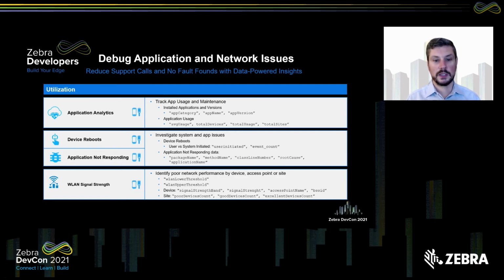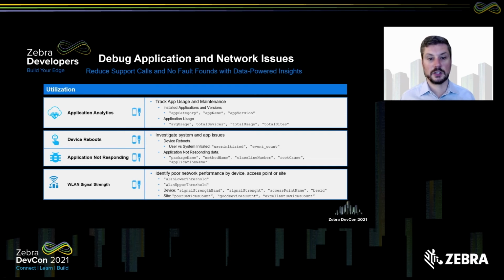Devices rebooting, either the user triggering that or the system doing it because it's crashing. Also, applications hanging up with application not responding, and then the ability to dive down deeper to understand what apps are causing that, what components in the apps are triggering some of those issues.